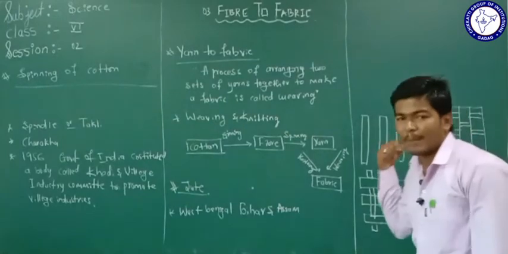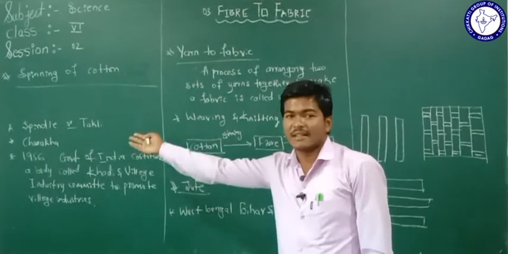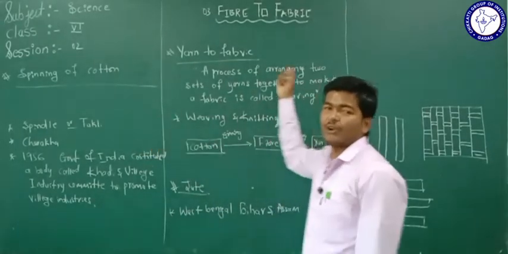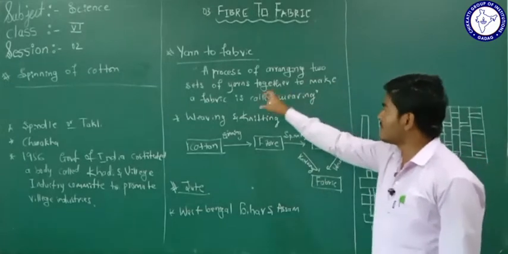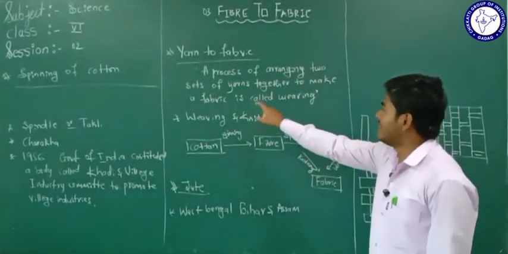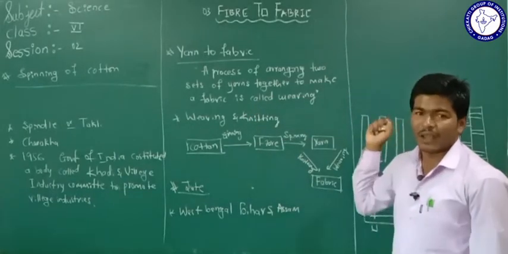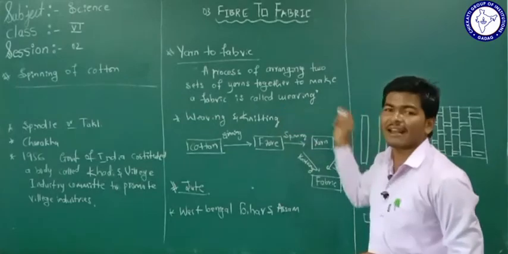With the help of the weaving process, we are going to convert the cotton fiber into a cotton fabric. I have to remember that arranging two sets of yarns together to make a fabric is called weaving. Another process we are going to use here is knitting.